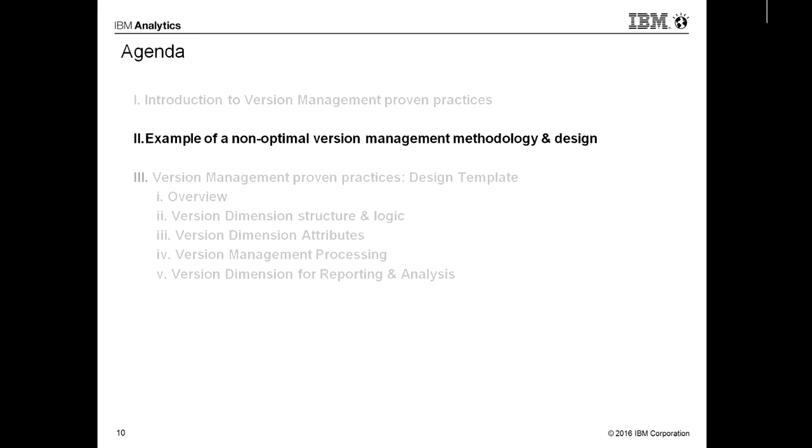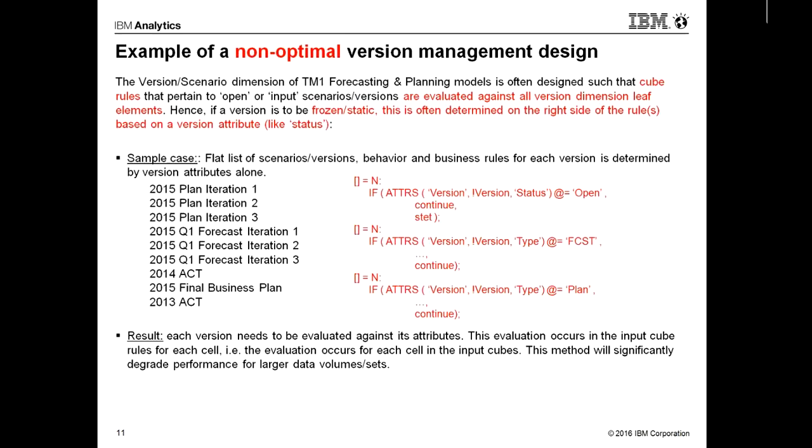Now, what's an example of a non-optimal version management methodology? In this example, you have your version dimension, and let's say one version is called your 2015 plan iteration 1, plan iteration 2, 3, same thing for forecast. If you have a version dimension like that, your only option will be to have relatively open rules and then to check on attributes whether a version is open or what the version type is, to determine what type of rule, or if no rule, is to be applied. And if you have a large input cube, your cube performance will degrade significantly due to those rules.